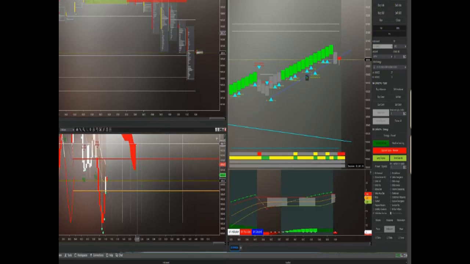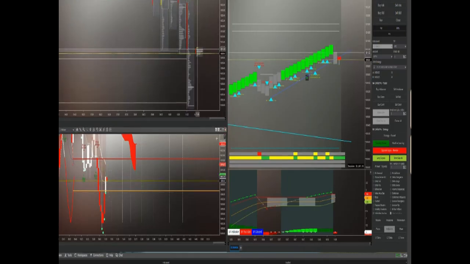Not sure we're going to make it that high. A lot of volume building up here. Possible trapped traders right there.